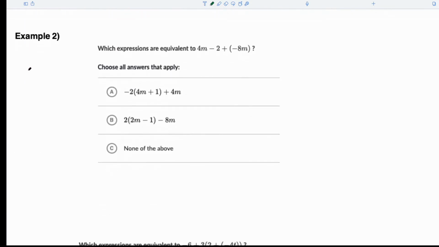Example 2. Which expressions are equivalent? So are we just doing this? This isn't like super hard stuff. Check your voice. 3, 2, 1.